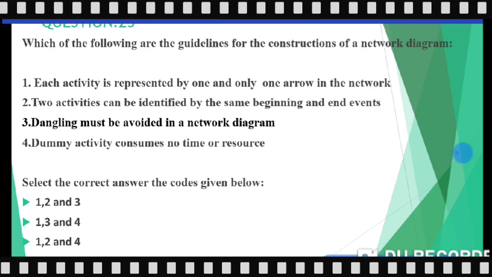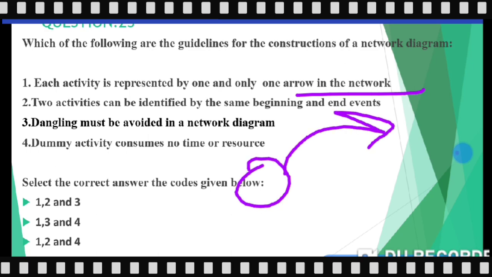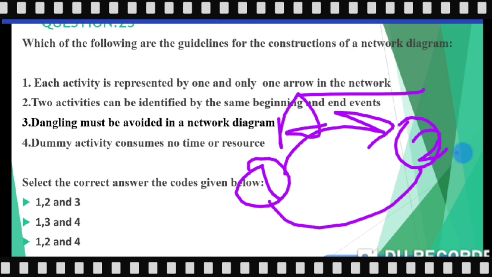Each activity is represented by one and only one arrow in the network. Is it correct or not? This is a guideline. Second, 2 activities can be identified by the same beginning and end events. The second statement is saying that if this is node 1, and this is node 2, this is activity A, and this is activity B. So this is talking about this condition.